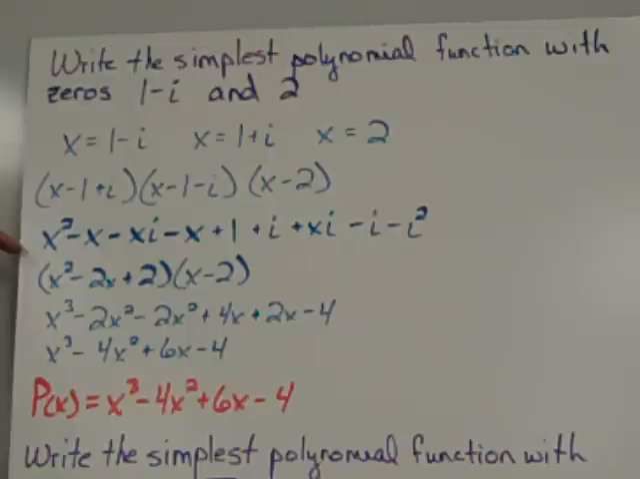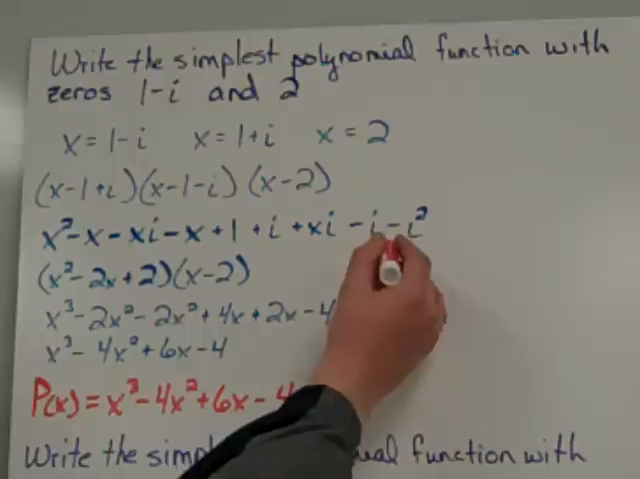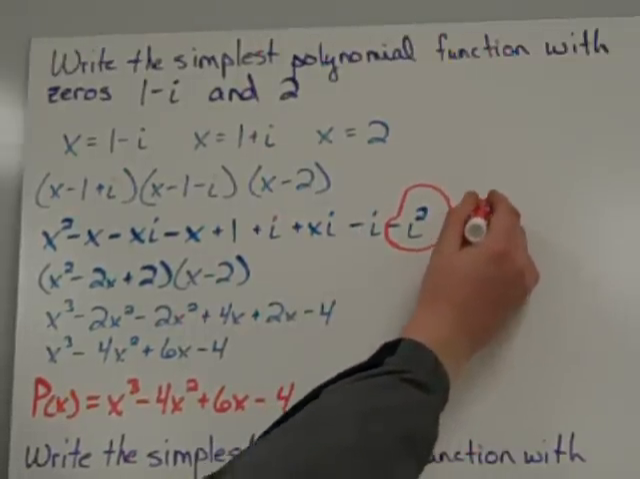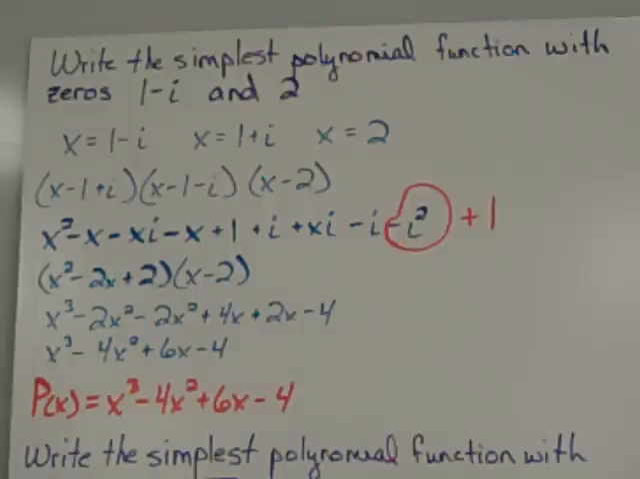Now, what you do then is you combine all of your like terms. Okay? Now, what you have to remember as you're going to combine your like terms, remember, minus i squared is the same thing as plus 1, right? Because i squared is negative 1. So, when I combine my like terms, I ended up with x squared minus 2x plus 2.